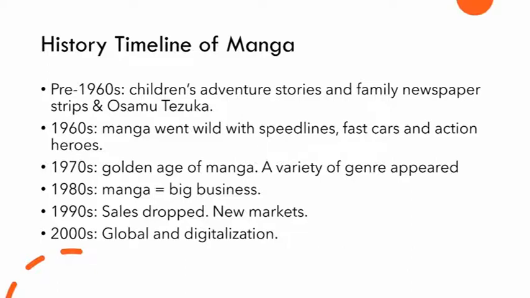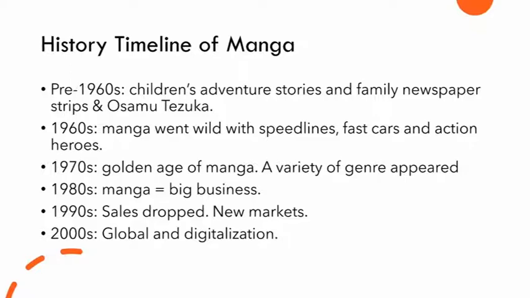The 1970s is known as the golden age of manga. A variety of genres of manga appeared, like epic space opera, horror stories, historical drama, romance, as well as politics and religion. It was also the first time when women, rather than men, created stories in shoujo manga.